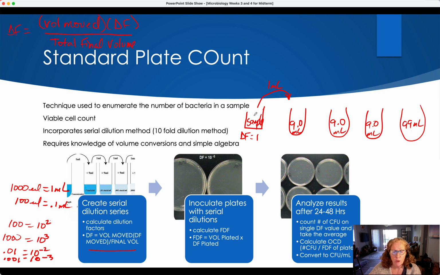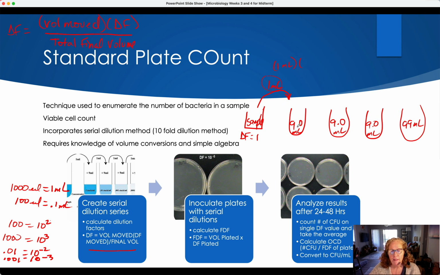from my sample, and I'm going to add that milliliter of sample into a tube containing 9 milliliters of water. When I add that, 1 plus 9 is 10. I'm going to plug these values into my dilution factor formula and calculate my dilution factor. So I take a look at part 1, volume moved. Well, this is my volume moved, so it's 1 milliliter.